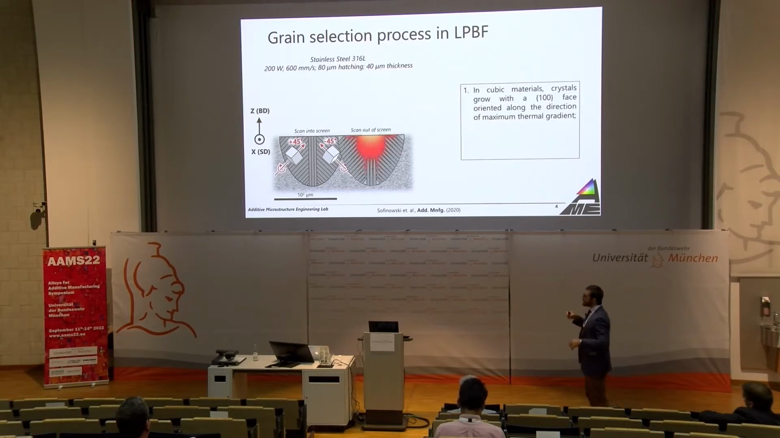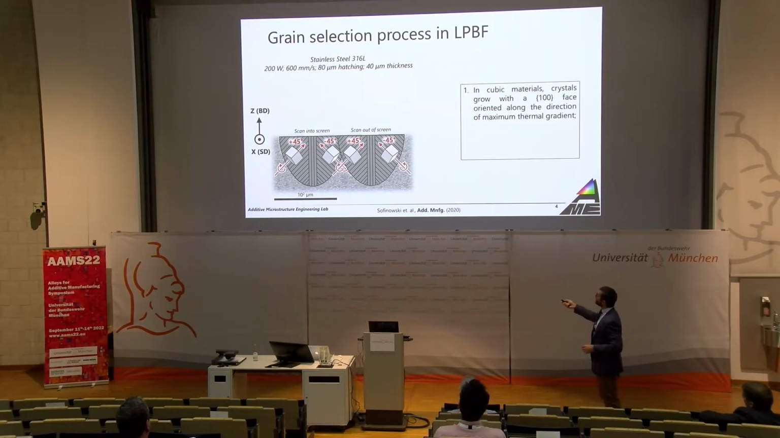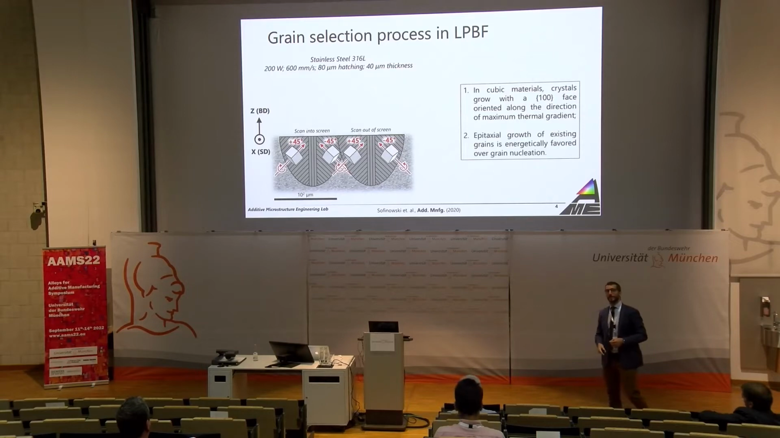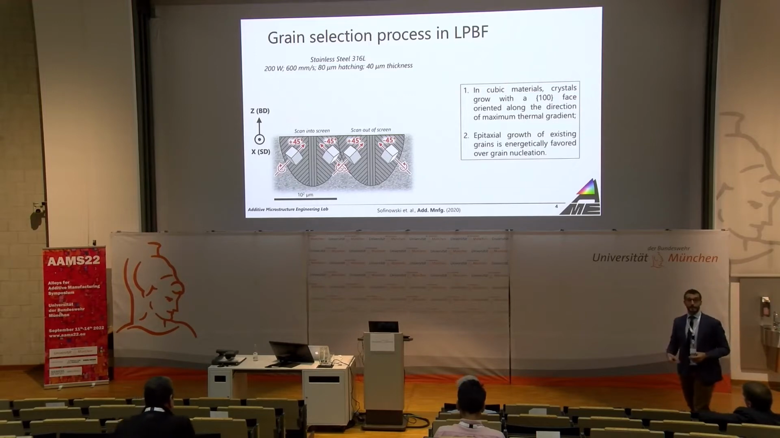All right, laser backs up on itself, now it scans out of the screen. We have exactly the same situation, with the difference that, of course, there's a little bit of overlap between the two melt pools to avoid lack of fusion defects. Which means that some of these cells will actually grow epitaxially from the cells that were pre-existing in the left-hand side melt pool. And that is because epitaxial growth, in general, is energetically more favorable than nucleating a new grain.